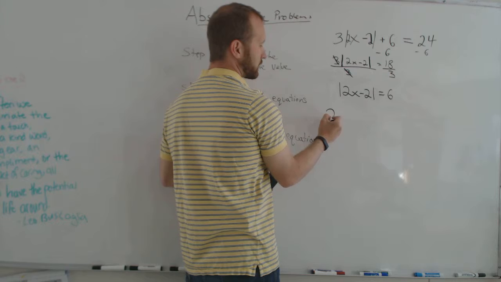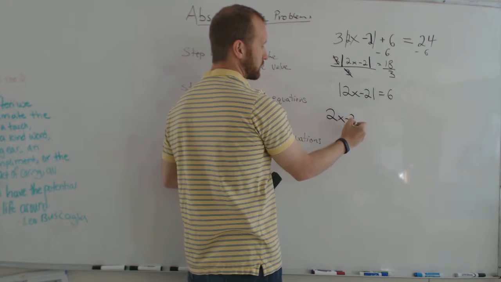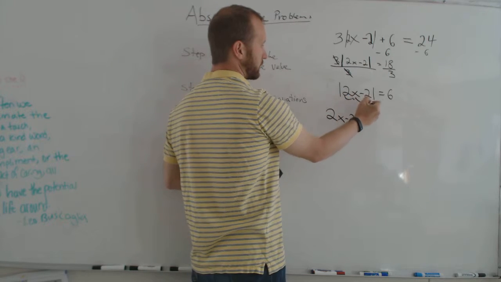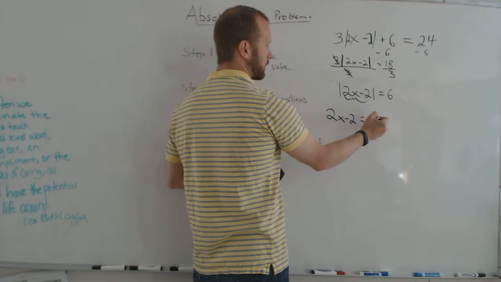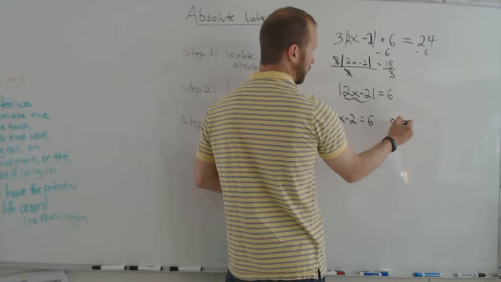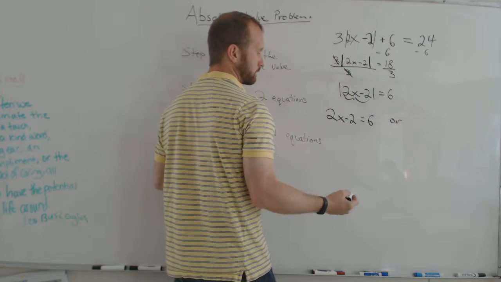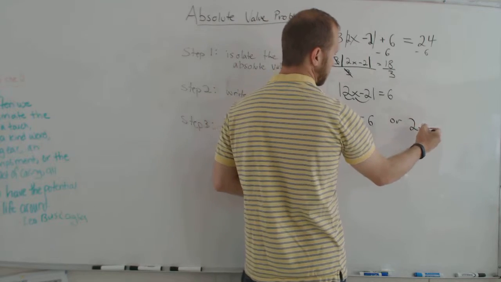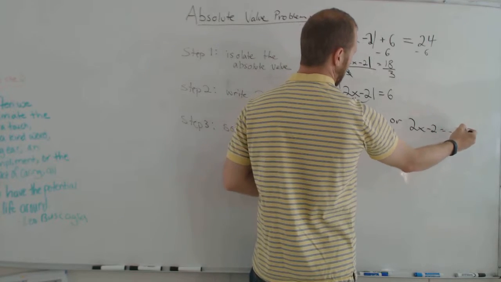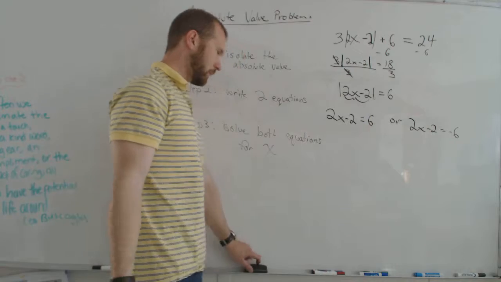So now I'm going to write my two equations. 2x minus 2, that's what was inside the absolute value, either equals 6 or what's my second equation? Or 2x minus 2 equals negative 6. Okay?